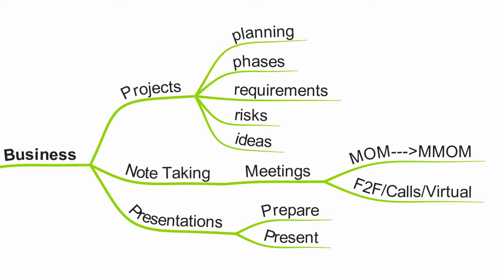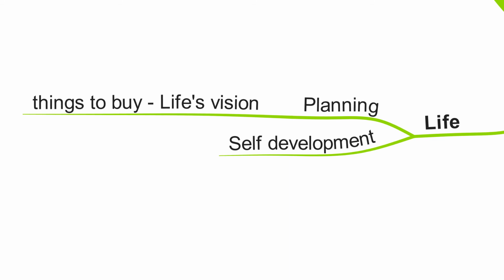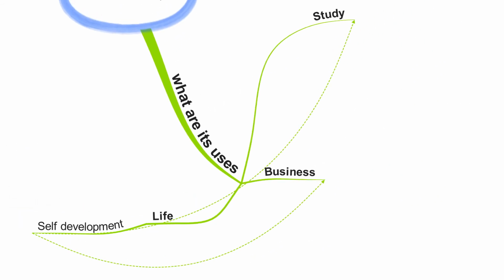When it comes to uses of mind maps in life, the two main categories I found useful are when planning for life, and it ranges from the little things like mind mapping the things to buy up to the great things like planning your life's vision or mission and values or purposes. Mind mapping is a very useful tool in that area. Also in self-development. And as you can see, self-development is linked to both studying and business.